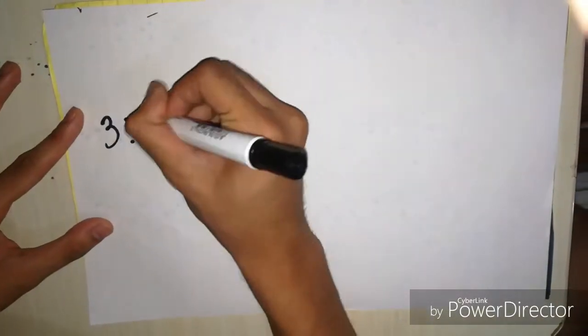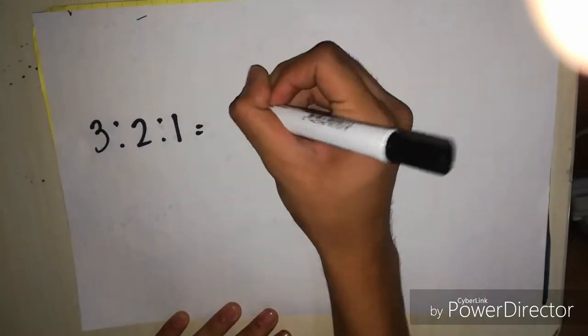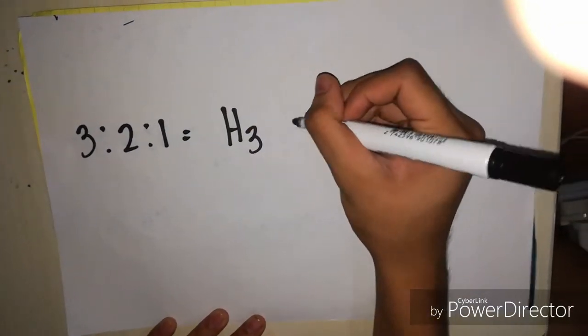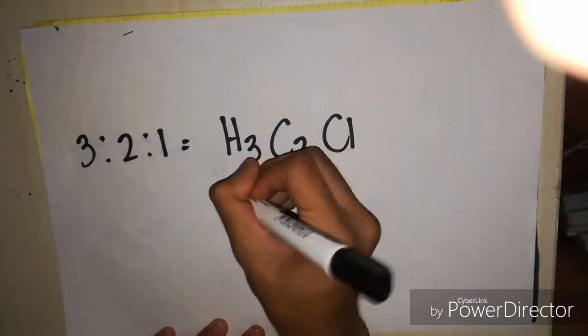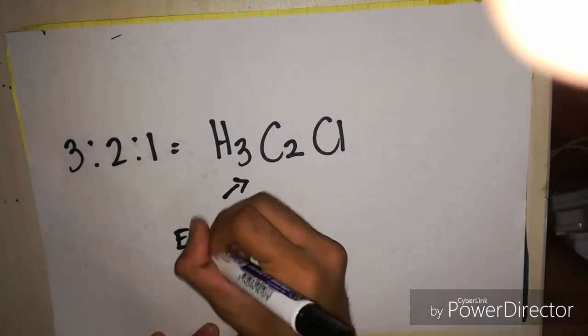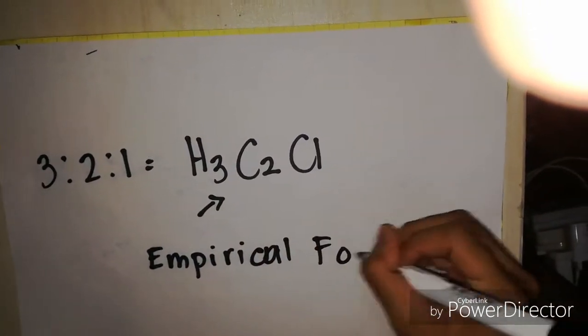Since we obtained the smallest ratio by dividing by the lowest number, the ratio is 3:2:1. So, our empirical formula is H3C2Cl. And that will be the answer for this problem.